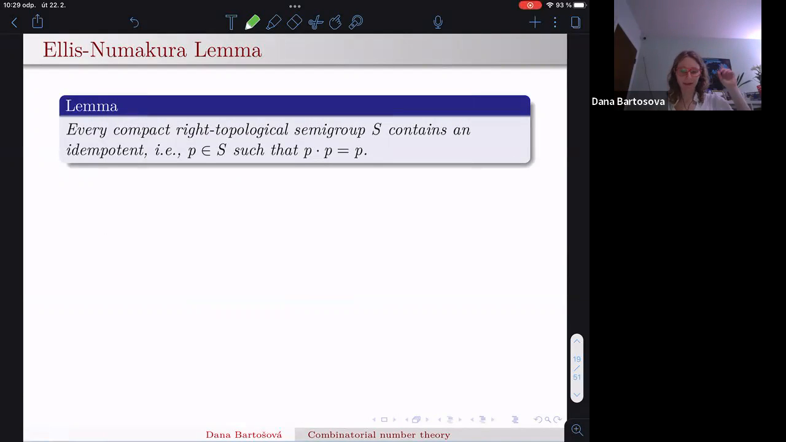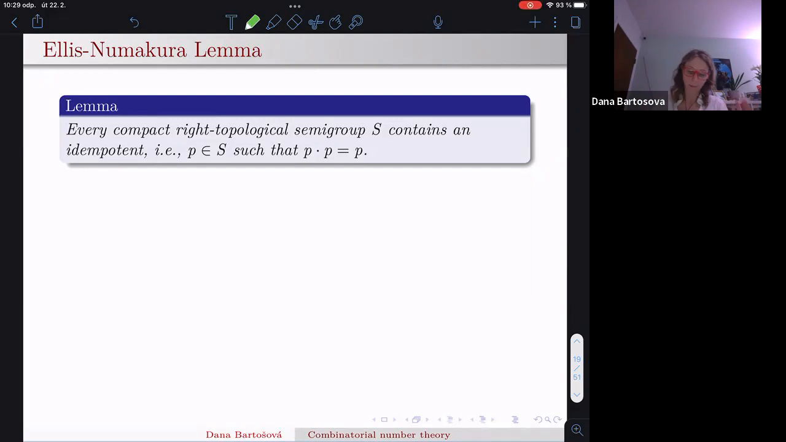Okay. So now we are getting to one secret that is going to help us obtain those patterns. So we are going to find magical ultrafilters that are called idempotent ultrafilters. But as I said, some things are not really all that about beta n or beta anything. It's about compact right topological semigroups. So every compact right topological semigroup contains an idempotent element. That means an element that multiplied with itself is just itself. Of course, beta n contains idempotents.